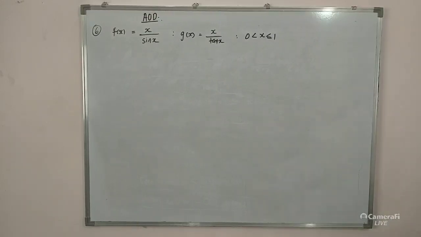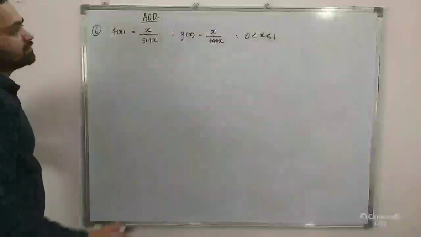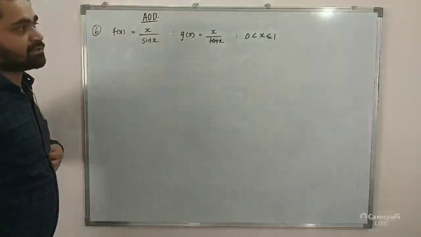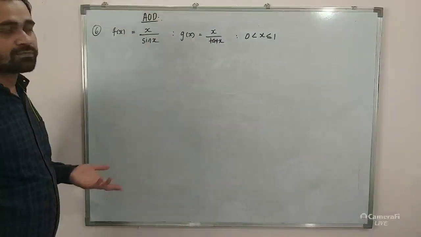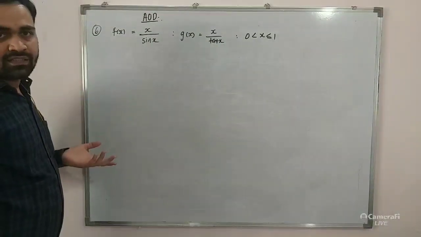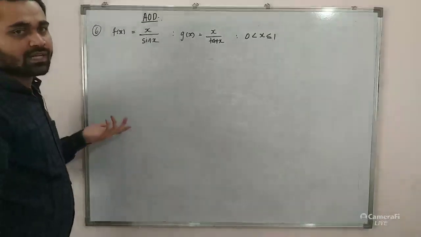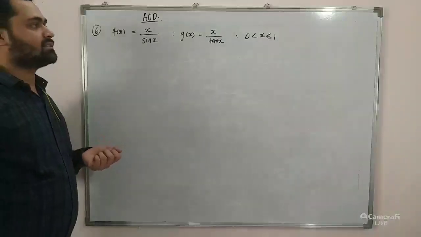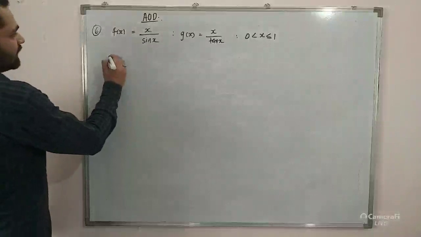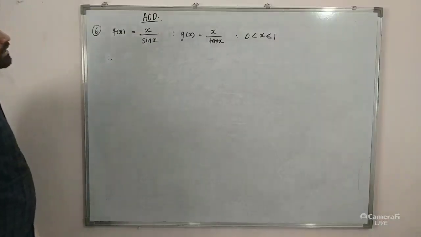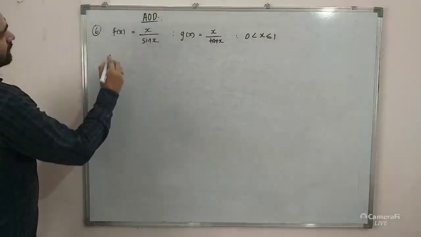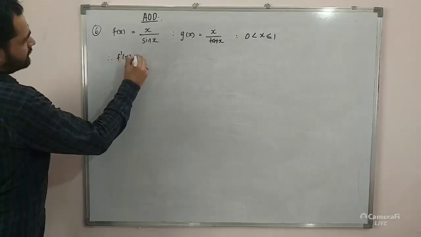So for deciding the increasing or decreasing function, we have to find f dash of x and decide the sign of f dash of x. If the sign of f dash of x is positive, then it will be increasing. If the sign of f dash of x is negative, then it will be decreasing. So it is a very simple technique to find the decreasing and increasing function.